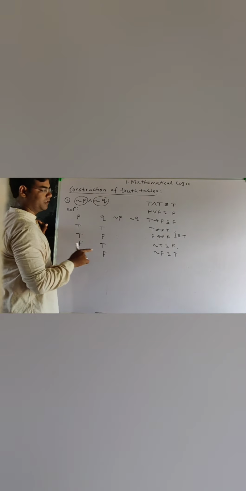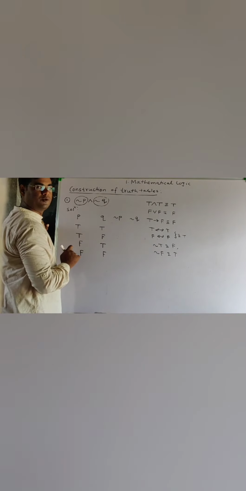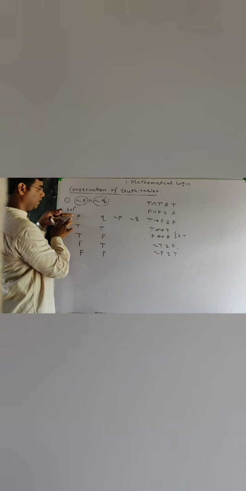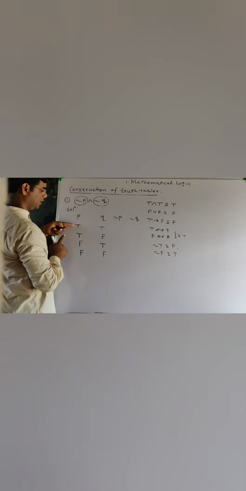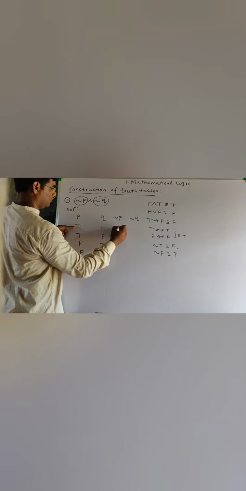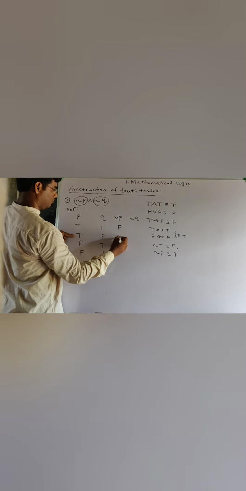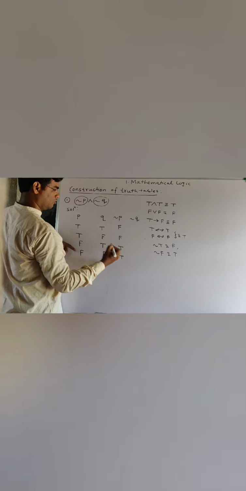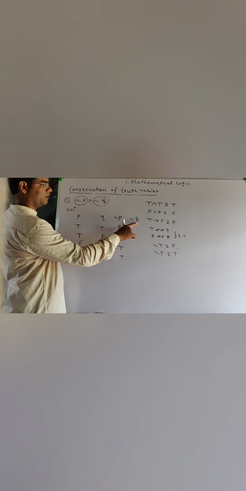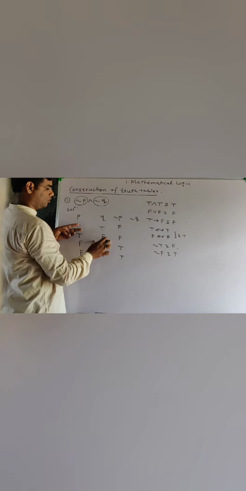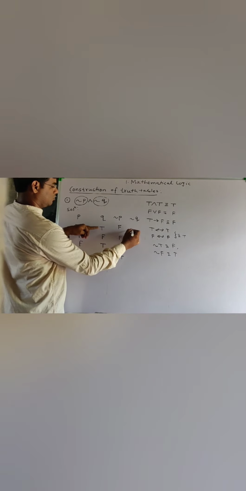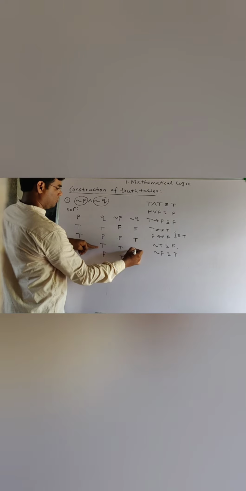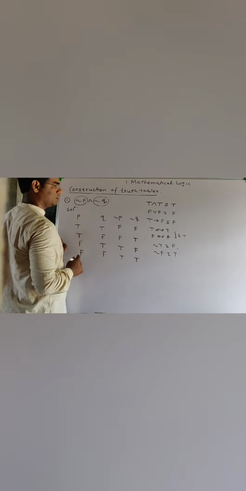How to find negation of P? Negation of true is false and negation of false is true. So here we have the statement P, find its negation. The negation of true is false. Again, negation of true is false. The negation of false is true. Negation of false is true. Next, we have to find the negation of Q. So here we have the column Q, find its negation. Negation of true is false, and that of false is true. False and true. This is the negation of Q.